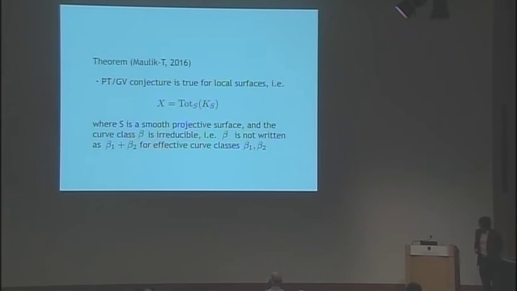So the main theorem of my paper with Maulik is that if you consider the total space of the canonical line bundle on a smooth projective surface, and if you take the curve class beta to be irreducible, this means that the homology class beta is not written as a sum of other effective curve classes, then in this case the previous Vafa-Witten conjecture is true. So we have an identity of the generating series. This involves many examples where the moduli space has singularities. Proving the previous conjecture in general is difficult, but in this case we can prove it.